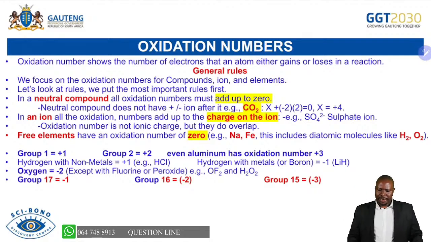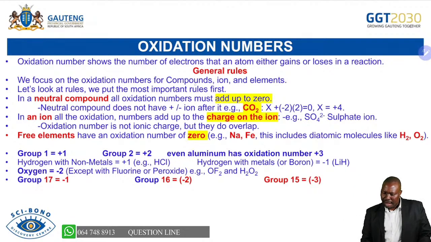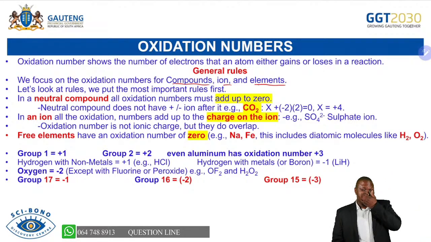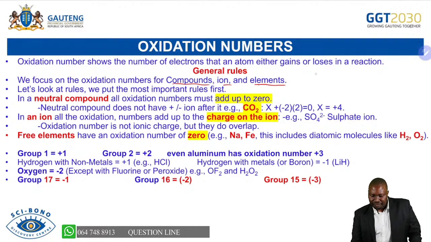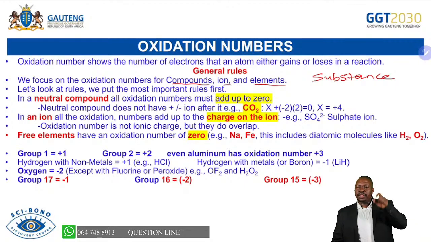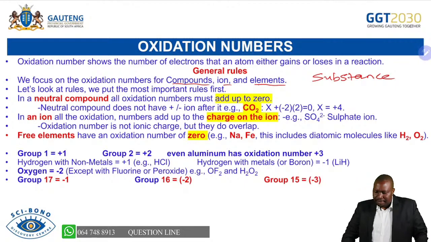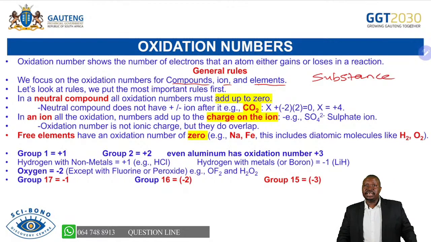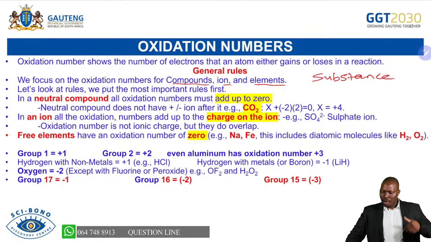So what are we saying? We're saying focus on oxidation numbers for compounds, ions, and elements. Remember when I started, I said all these three, we're going to refer to them as substances. So our substance can be a compound, an ion, or an element. We must be able to know the oxidation numbers of all of them. So that is what we're going to do in this slide.